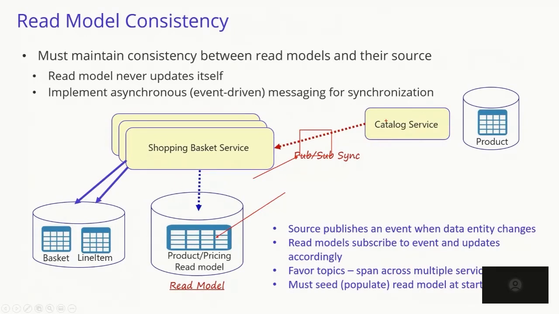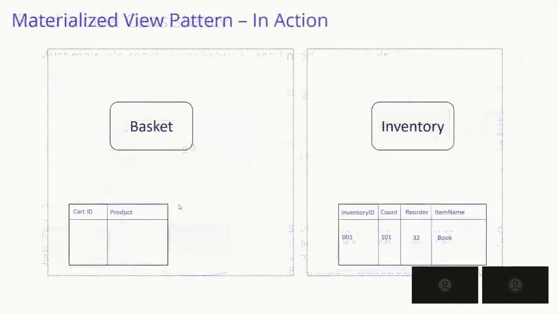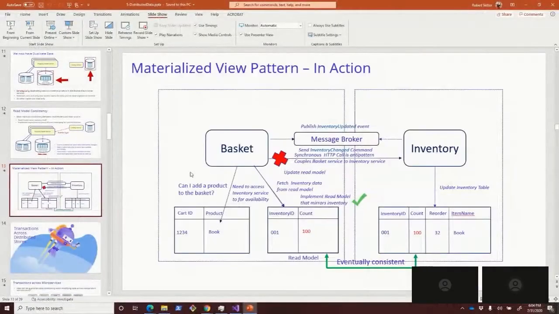So again, catalog manages product, it owns product. It is only when catalog sends a message to change product data to all the read models that this read model gets updated or changed. So again, let's go through this. That's basically how we deal with querying.